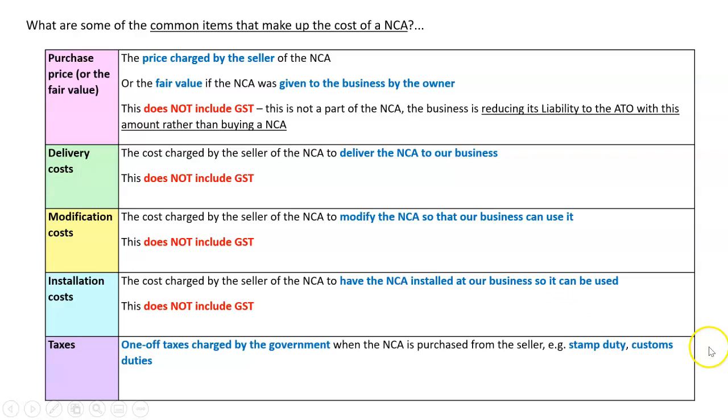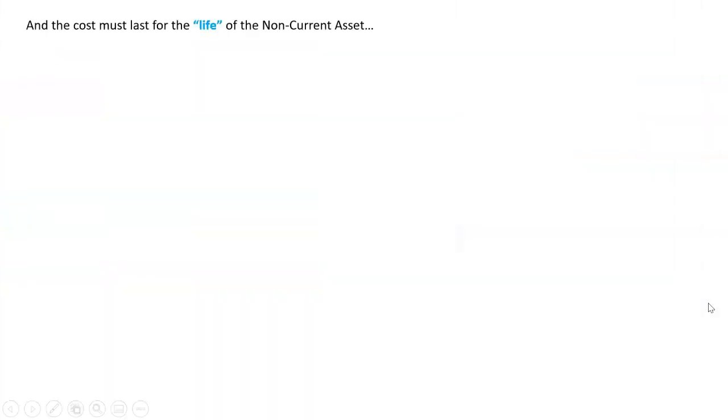And we might also see some taxes. Some things, when you buy them, have one-off taxes, not ongoing. The important thing there is one-off taxes, when you purchase a non-current asset, for example, stamp duty or maybe customs duties, things like that. So the cost must last for the life of the non-current asset.